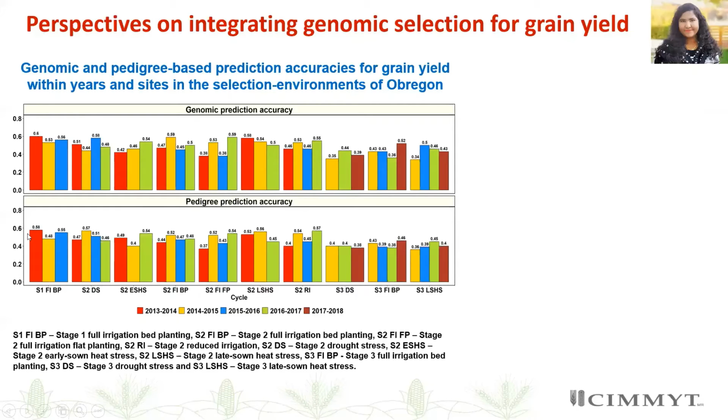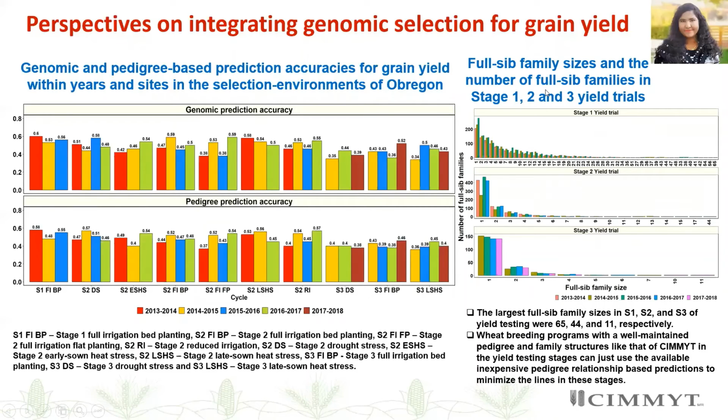As you can see for the different years in these different panels, there's not a high variation between genomic and pedigree-based prediction accuracies. And this is very consistent across all the environments and all the different cycles. There's very little advantage we gain by using genomic relationships over pedigree relationships. And we wanted to understand why this was the case.